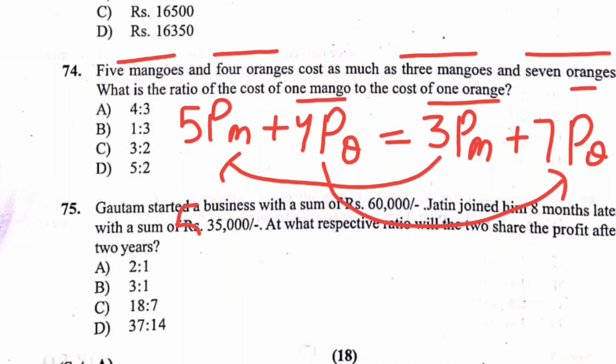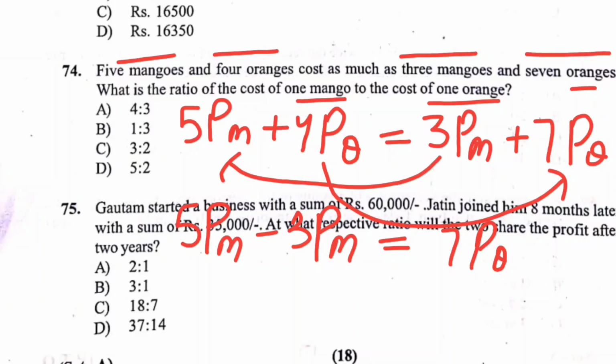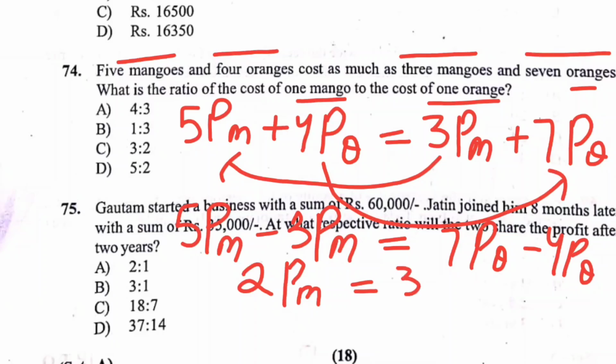So we get 5 PM minus 3 PM is equal to 7 PO, the price of orange, minus 4 PO. So 5 minus 3 comes out to be twice the price of mango, which will be equal to thrice the price of orange.